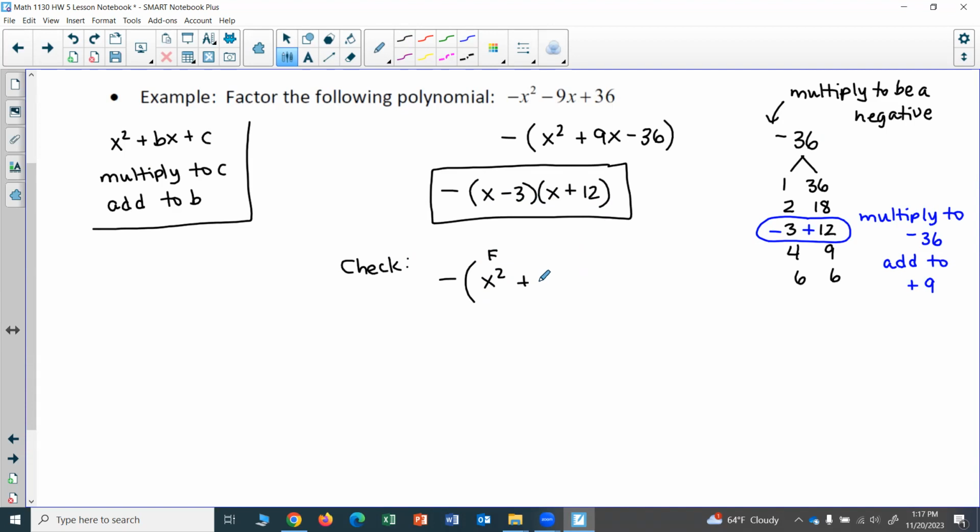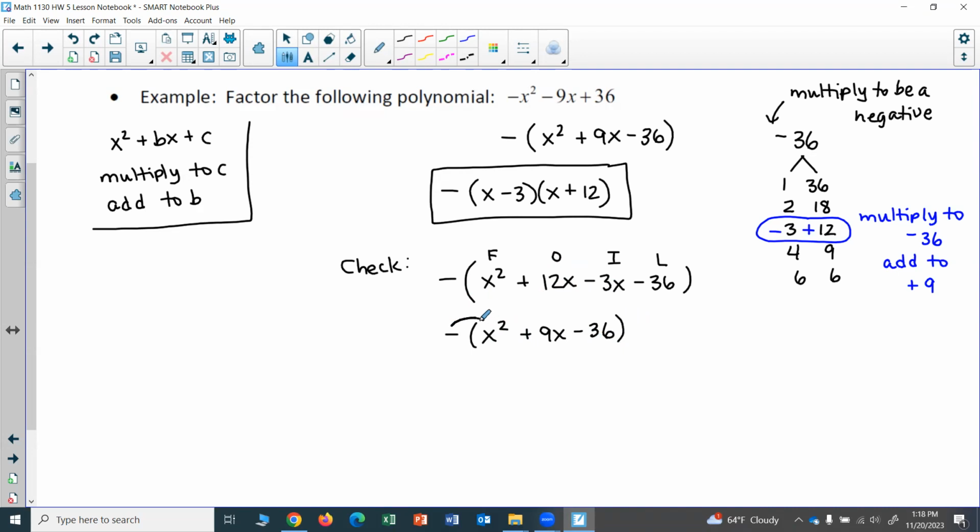The outside terms would give me plus 12x. The inside terms would give me minus 3x. And the last two terms, negative 3 times positive 12, would give me negative 36. Those are the last terms. Then I would distribute the negative. Actually, combine your like terms first. So I'll get a negative out front, parentheses, x squared plus 9x minus 36.